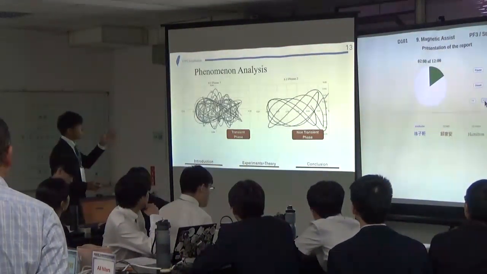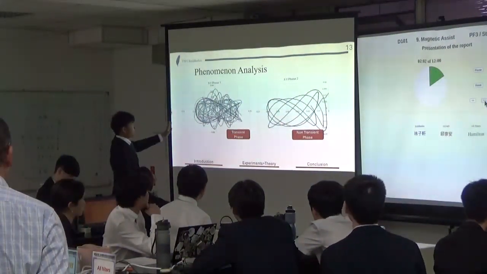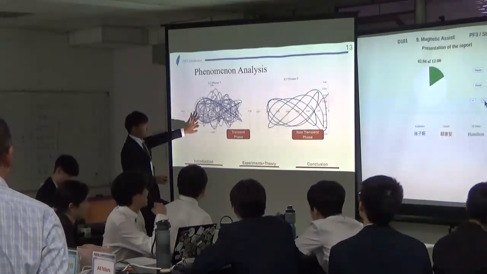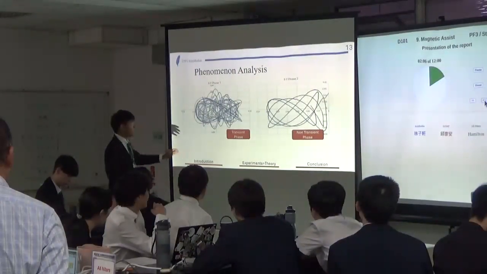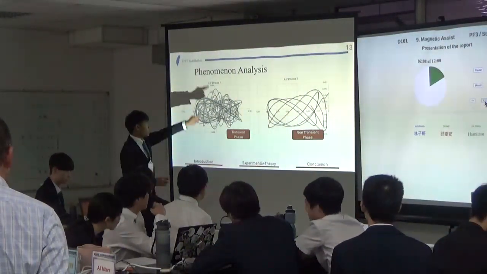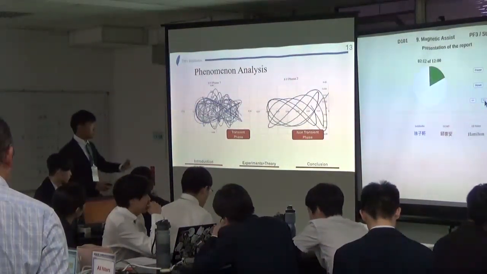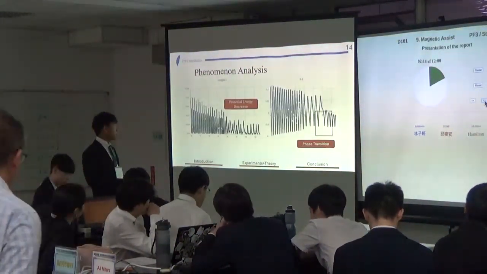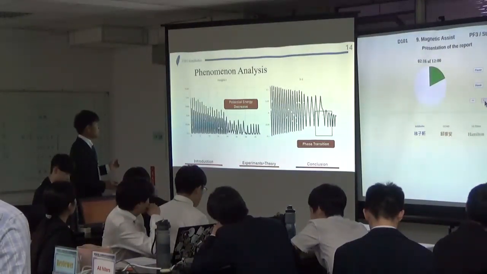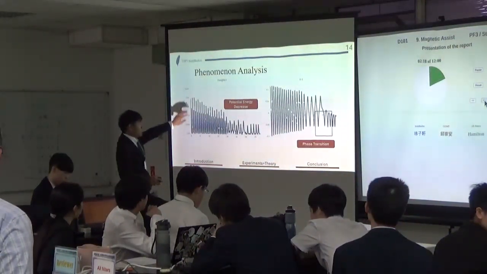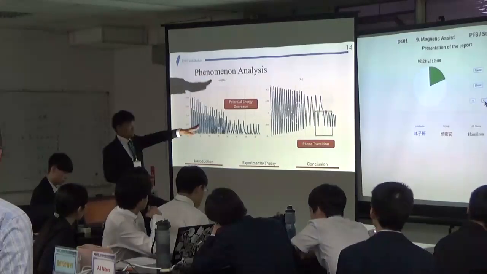So this is the phenomenon analyzed. We got x-y in x1 and x-y in x2. We can see that the pendulum travels around the base, and there are two phases. This is the pendulum's height over time, x-t.